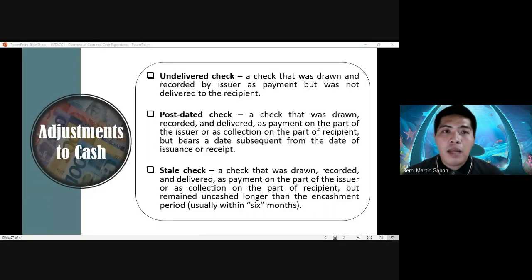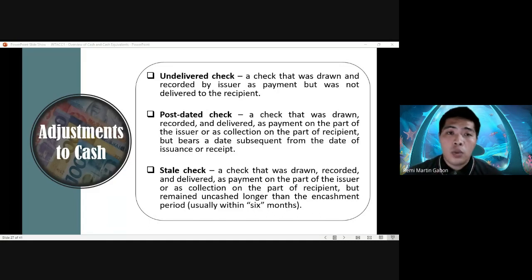What is the problem with post-dated check? Why is it that we can consider it as adjustment to cash? Because it bears a date subsequent from the date of issuance or receipt. Anong ibig sabihin yan? If I receive a check today, November 25, supposedly I can anytime, starting today, present the check to the bank for encashment. So the bank will encash that check in favor of my request. However, okay, here's the however.